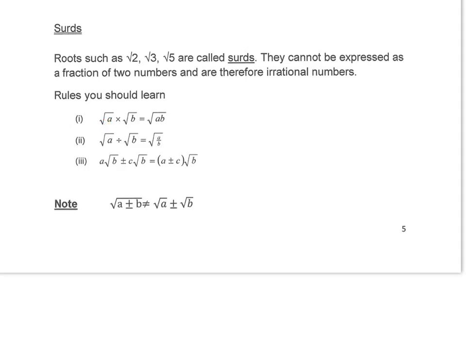If we have root A multiplied by root B, it gives us the root of A times B. The division rule: if we have root A divided by root B, I get the root of A over B.